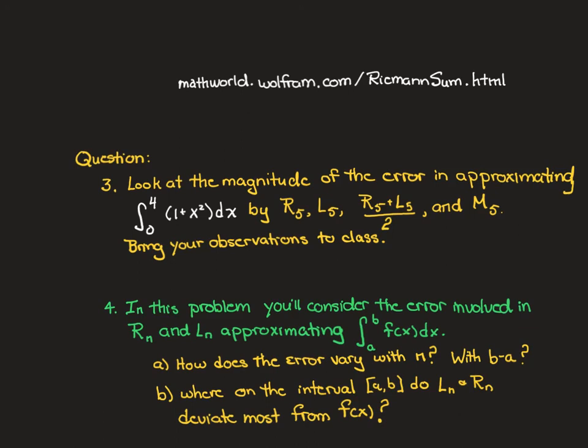And then in the last problem, problem 4, you'll consider the error involved in a more general case with the function f of x that you are going to be integrating from a to b. But you should think about the example, the concrete example that you just did, to see where are Ln and Rn most different from f of x. What characteristic of f makes them different? So again, I'd like you to write that down and bring your thoughts to class.